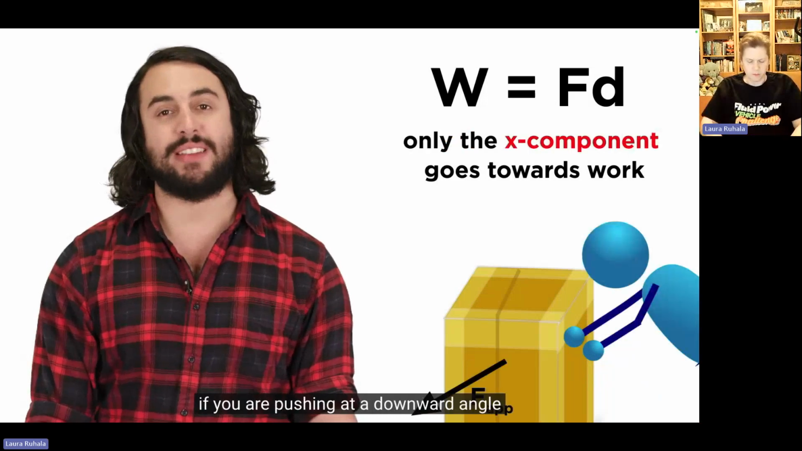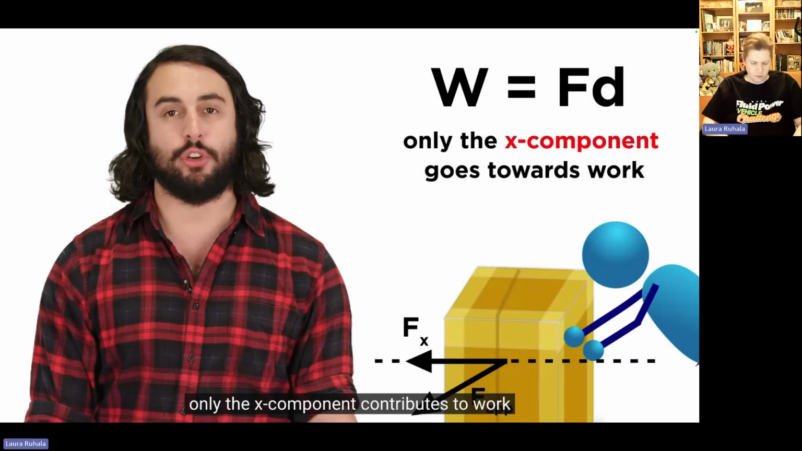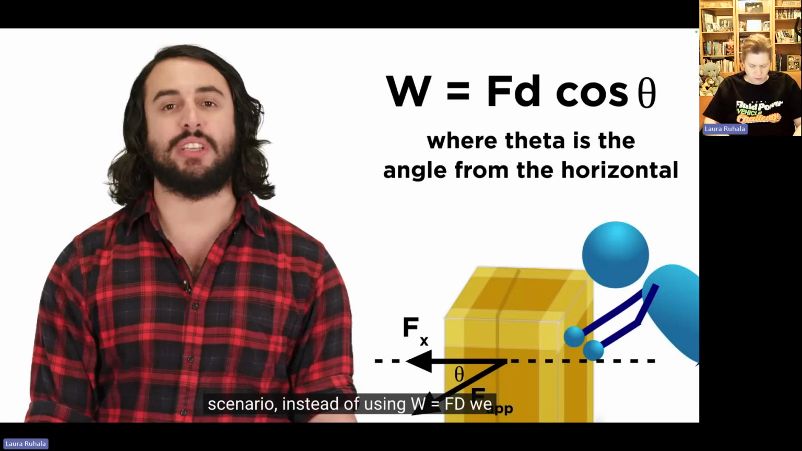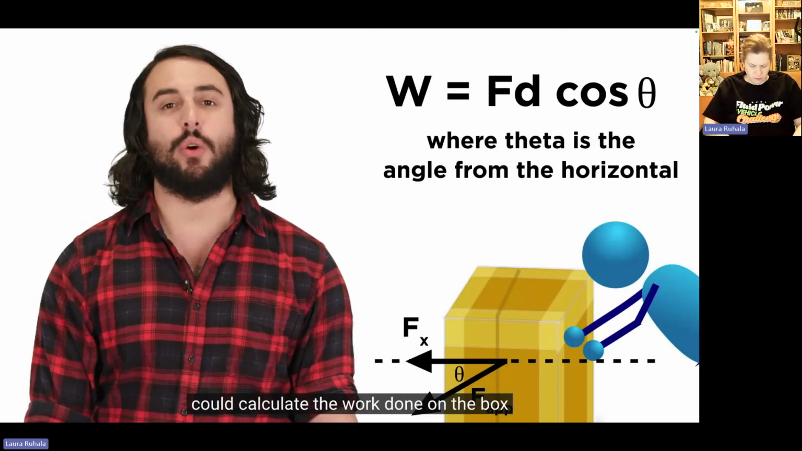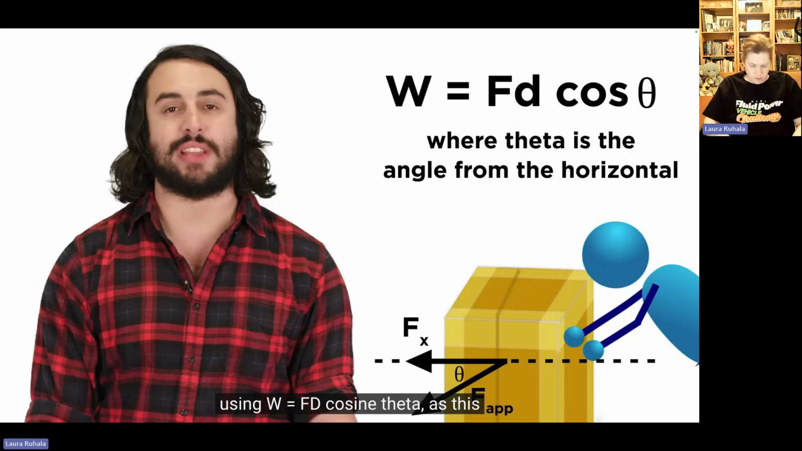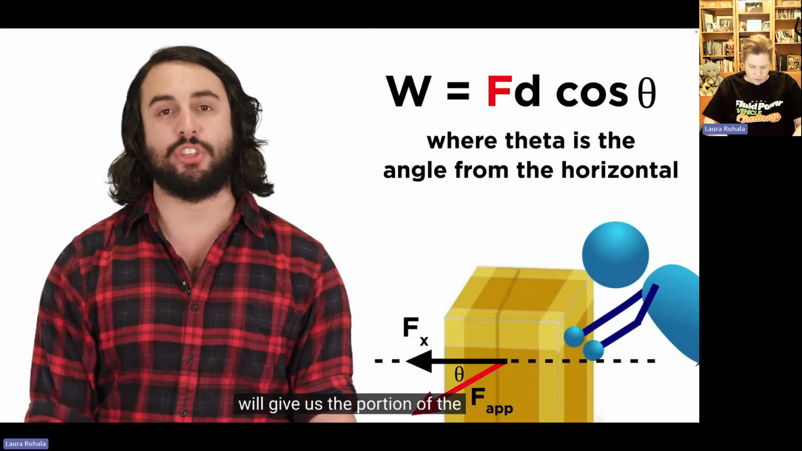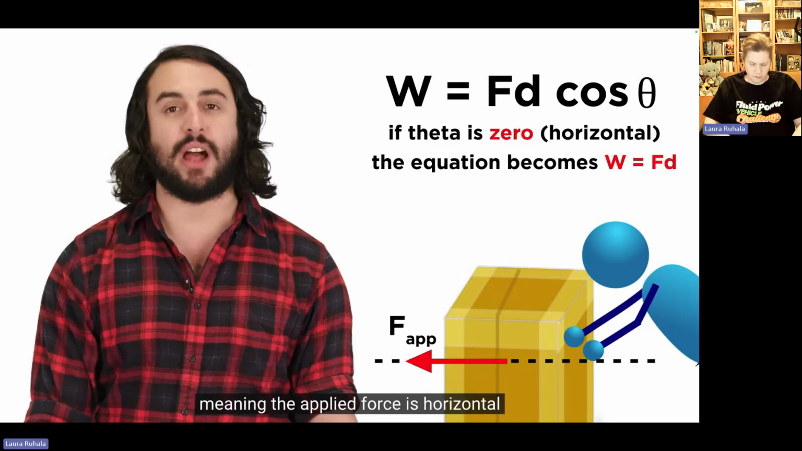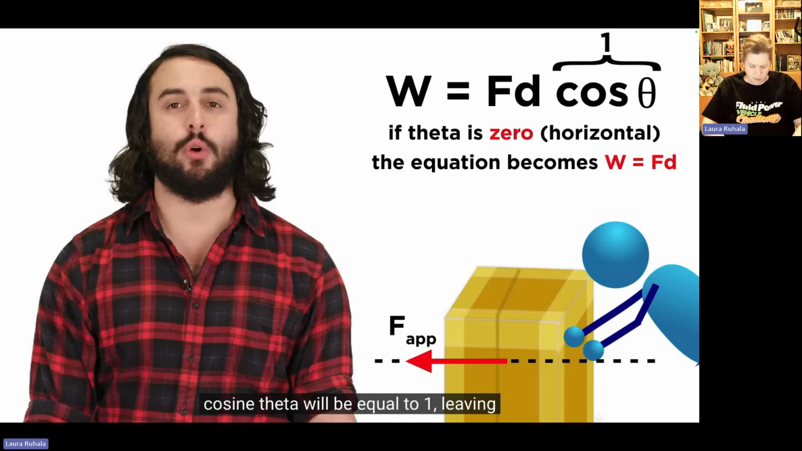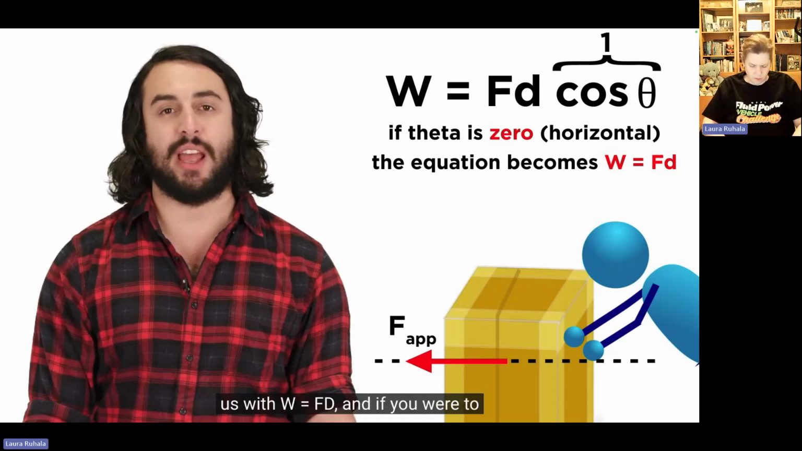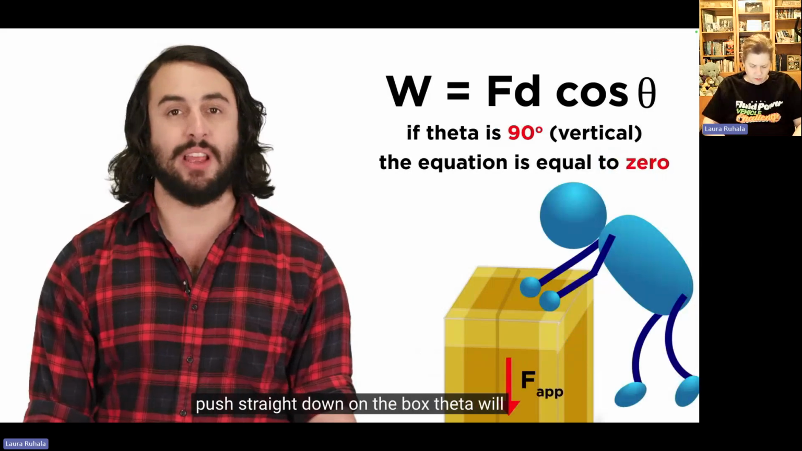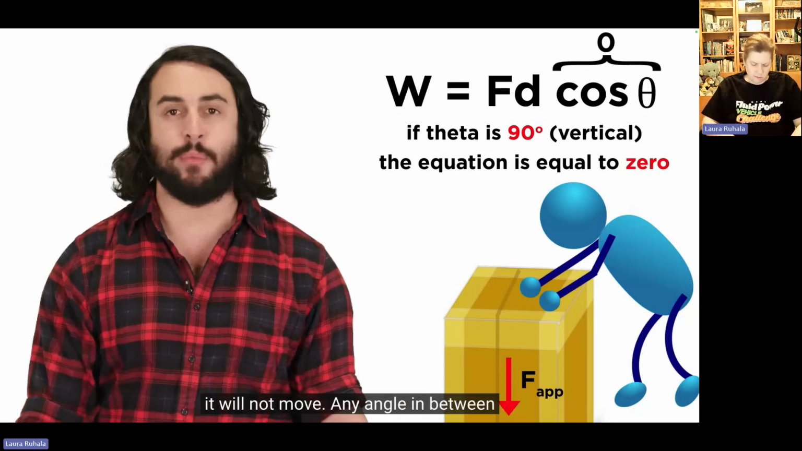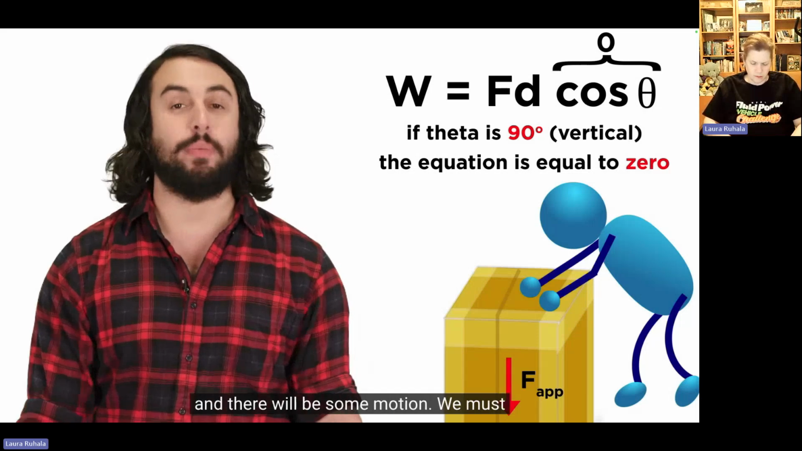But if you are pushing at a downward angle, only the X component contributes to work, while the Y component does not. In such a scenario, instead of using W equals FD, we could calculate the work done on the box using W equals FD cosine theta, as this will give us the portion of the applied force that is operating in the horizontal direction. If theta is 0, meaning the applied force is horizontal, cosine theta will be equal to 1, leaving us with W equals FD. And if you were to push straight down on the box, theta will be 90 and cosine theta will be 0, meaning no work is done on the box and it will not move. Any angle in between, and there will be some motion.